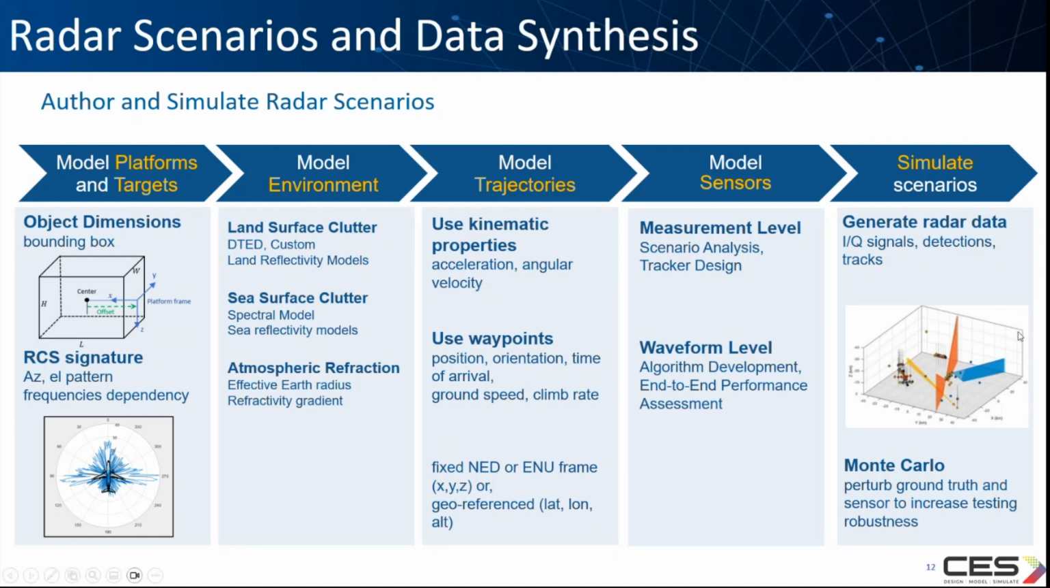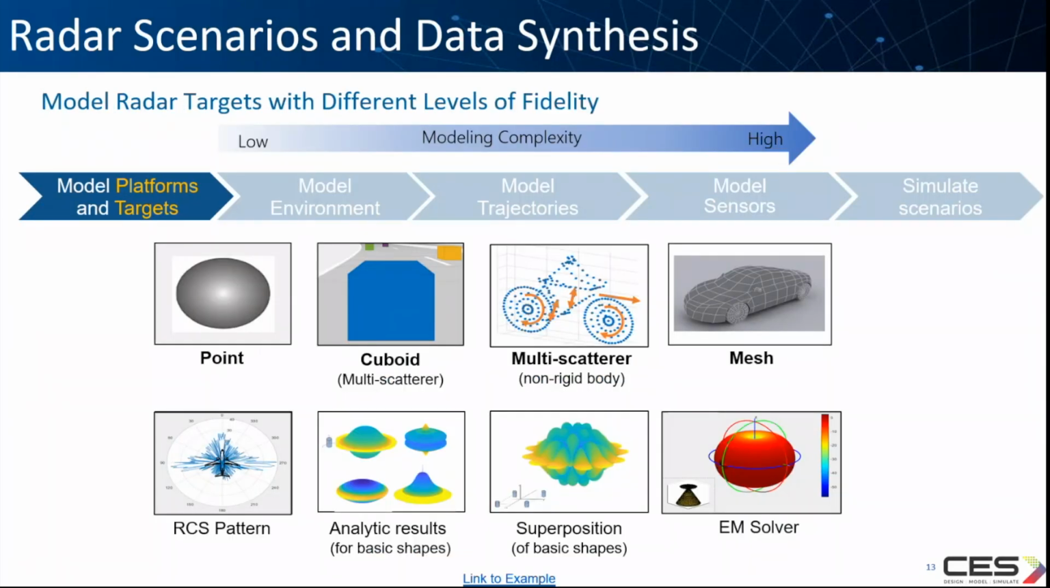So the last step here is to put your scenario along with the sensor in a while loop and iterate over different scenarios to generate IQ signals, detections, and tracks. And to stress your design more, you can perform some sort of Monte Carlo simulation to perturb the ground truth and sensor to increase testing and robustness. Let's speak a bit more about the different steps of this workflow.